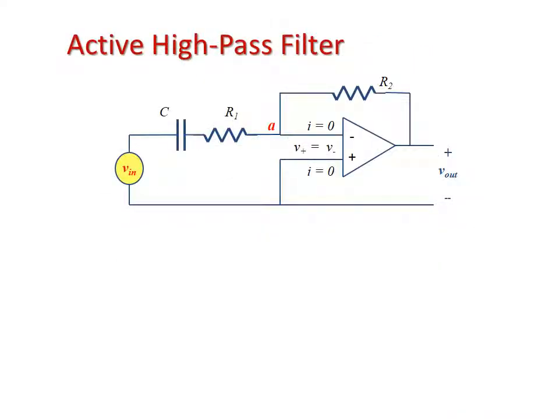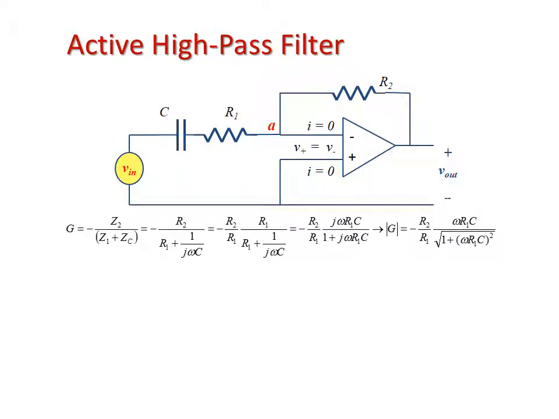So here in this example, we're going to have our configuration for an active high-pass filter. So you can see the difference between the active low-pass and the active high-pass is where we put that capacitor. In the low-pass, we put the capacitor in parallel with R2. And in the high-pass filter, we're going to put that capacitor in series with our R1. And so this is going to be our configuration to be able to calculate out our active high-pass filter.